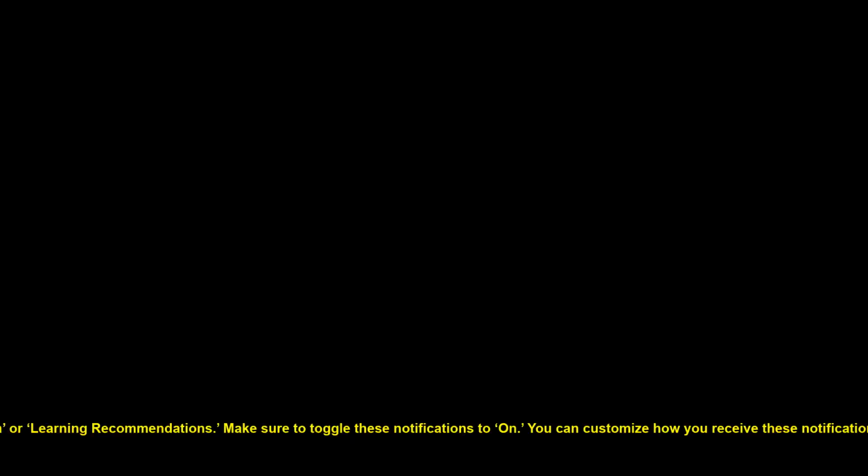Here, you will find various notification settings related to your learning activities. Look for the option labeled Course Completion or Learning Recommendations. Make sure to toggle these notifications to on. Choose between email notifications or in-app notifications based on your preference. It's also a good idea to turn on reminders for upcoming courses and lessons. Save your changes after adjusting your notification settings.